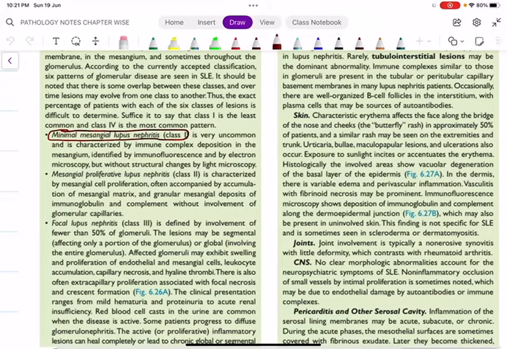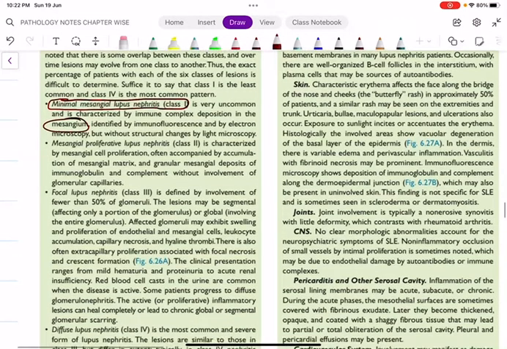Minimal mesangial lupus nephritis. We have something called minimal change disease, which we will see in renal pathology. Minimal means in light microscopy, there won't be any structural changes, but on immunofluorescence or in electron microscopy, we can see some immune complex deposition in the mesangium. It is very easy. Minimal means in light microscopy, no changes, whereas in electron microscopy and in immunofluorescence, we can see the immune complexes deposited in the mesangium. So that finishes minimal mesangial lupus nephritis, class 1.